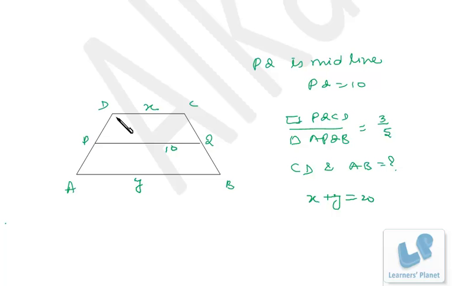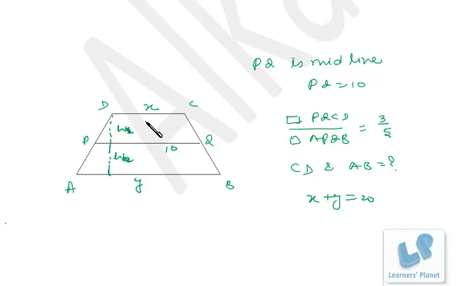Suppose this altitude is h. So the upper portion will be h by 2 and the lower portion will also be h by 2. You can assume it to be 2h or maybe h. If you assume it to be 2h, take this h and h, so the upper portion is h and the lower portion is also h because this is the midline. Now the area of this trapezium, this is also a trapezium, PDCQ.